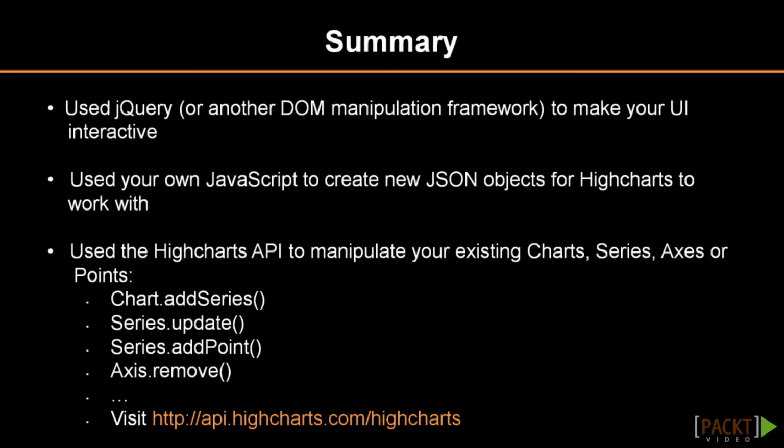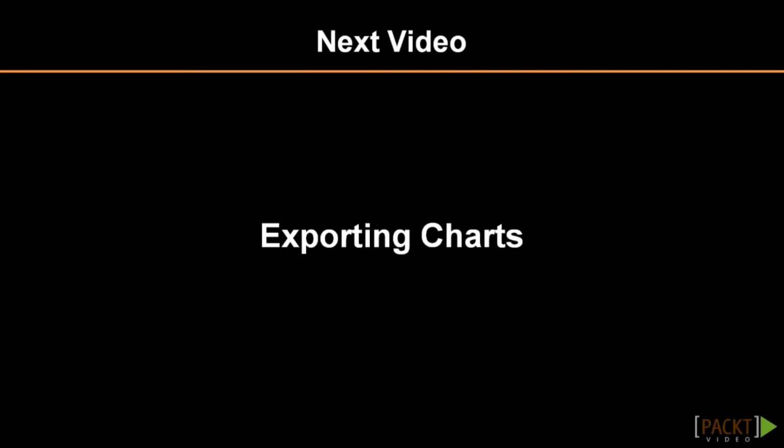To wrap things up, you can use any DOM manipulation framework you like to make your UI elements more interactive, like we did with our date range field and jQuery. Then create your own JavaScript code that creates JSON objects and calls the Highcharts API functions to interact with your chart objects. Note that there are more functions than the update function we used in the example. Have a look at the API documentation if you want to know which functions are available. So much for using form input to manipulate our charts. In the next video, we're going to have a look at the data exporting functionality that Highcharts provides.